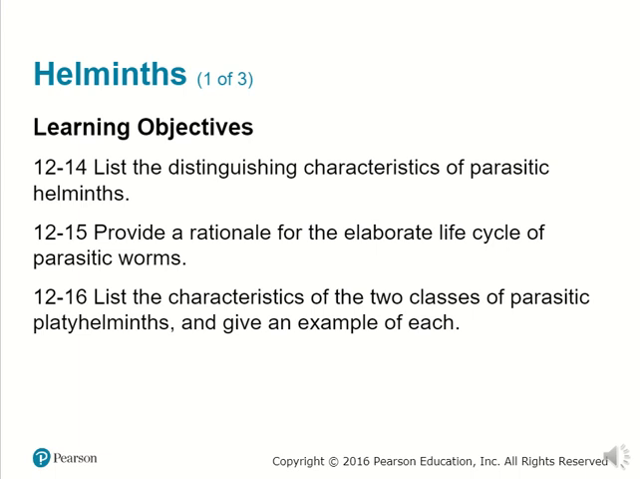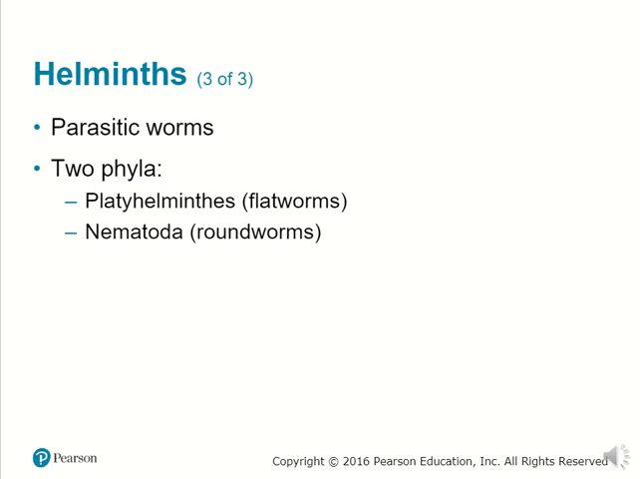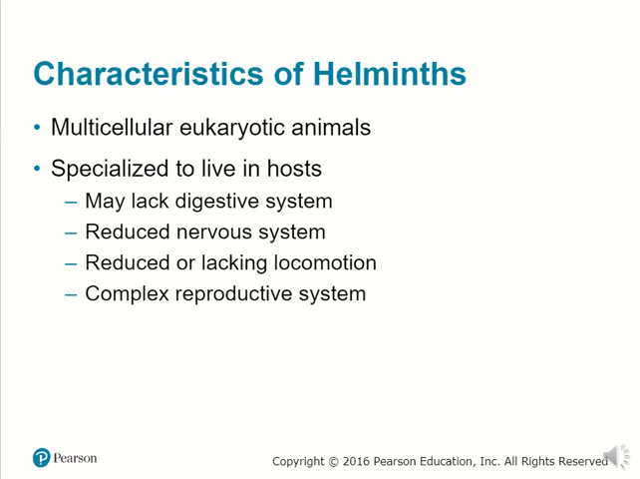And then getting into the last type, helminths. Helminths are parasitic worms, and they consist of just two phyla: Platyhelminthes, which are flatworms, and Nematoda, which are roundworms. They are multicellular eukaryotic animals, and they specialize to specific hosts.